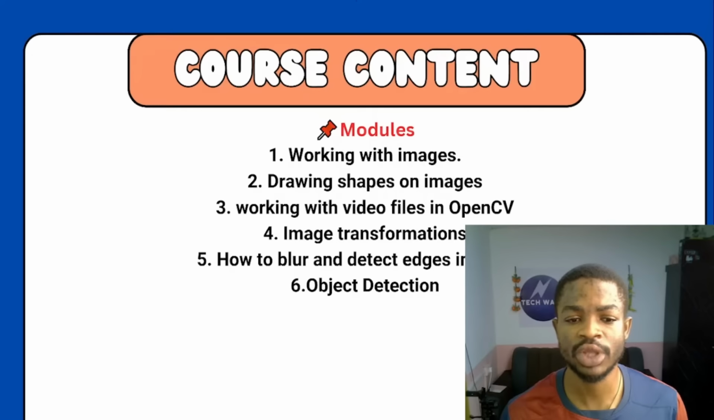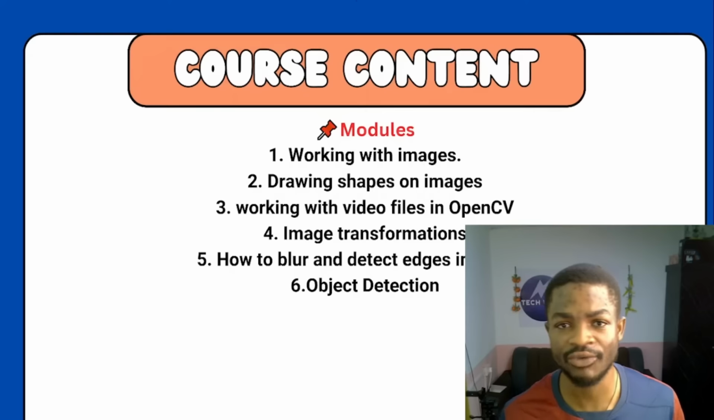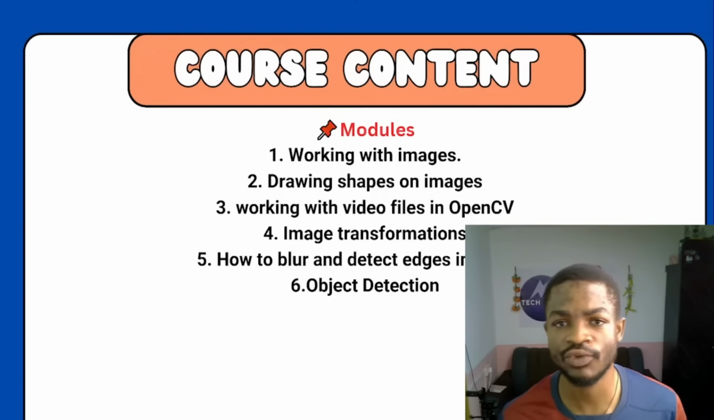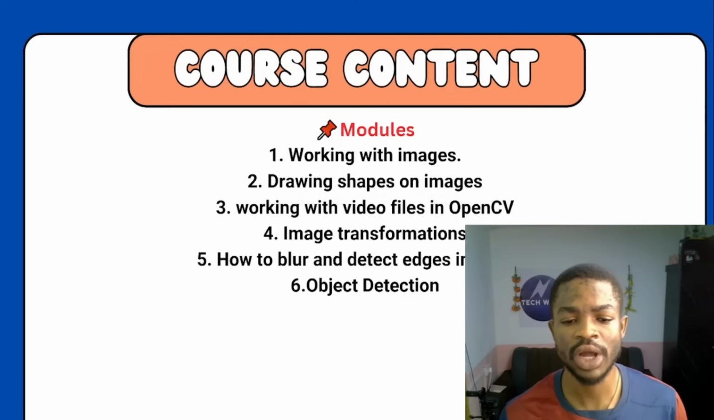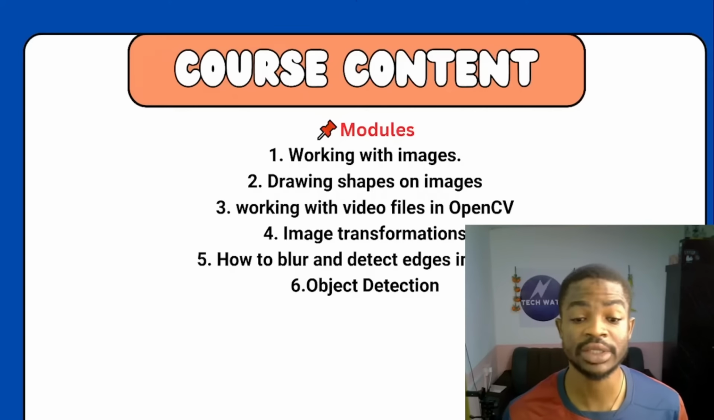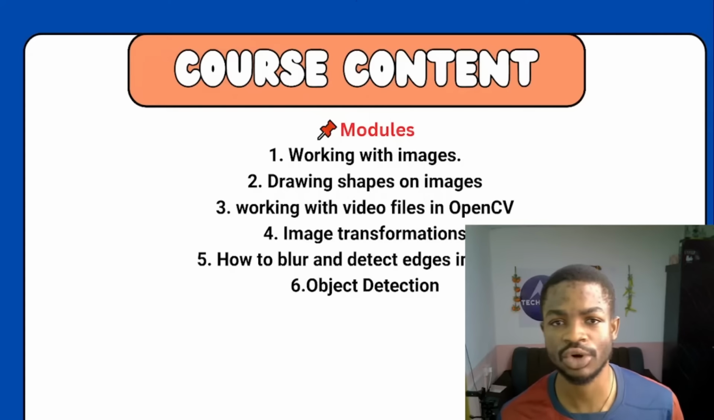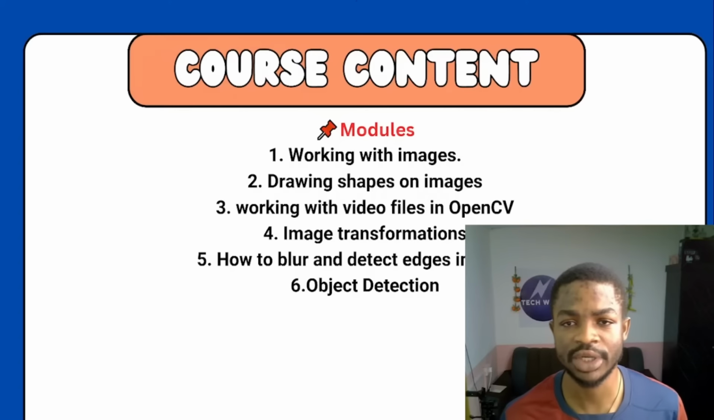In the second module, we'll take one step ahead where we'll look at how to draw several shapes on image files. Then in module 3, where things will get more interesting, we'll look at how to work with video files, how to read in a video file, how to get our real feed from the webcam and work with it. Module 4, we'll look at image transformations, okay? Getting into module 5, we'll look at how to blur and detect edges in images. Then module 6 being the final module, we'll look at how to detect objects, okay? So we'll be looking at what object detection is and how to perform object detection using OpenCV. Trust me, you're going to learn a lot in this course, so let's get started.